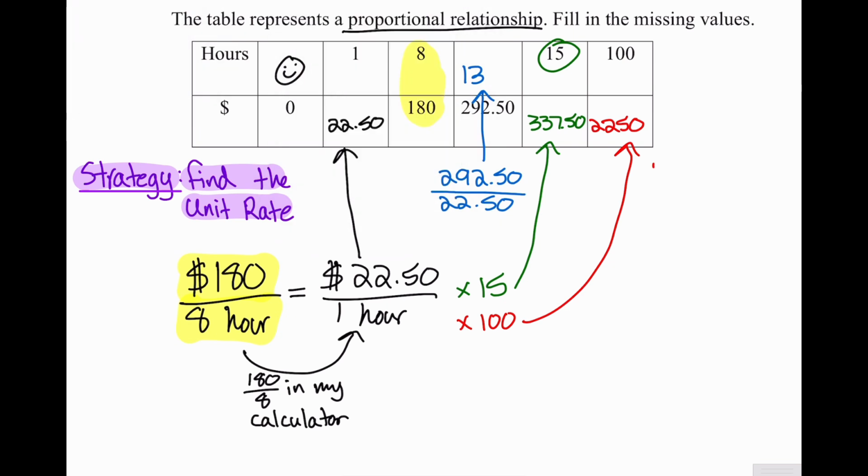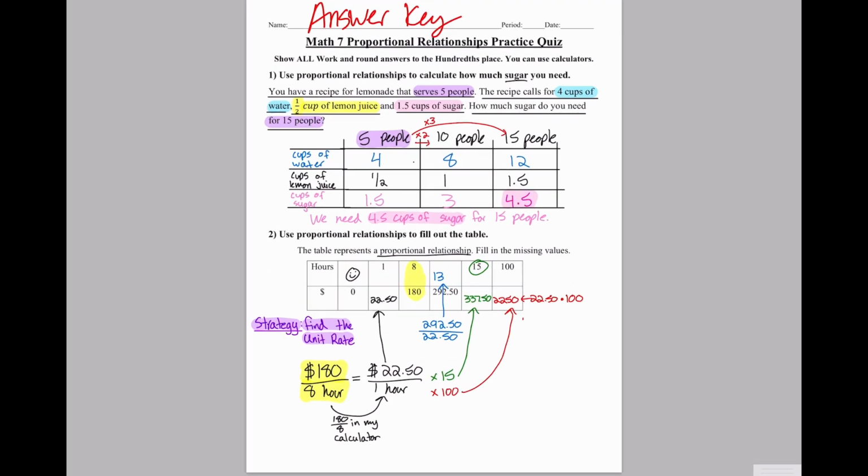So for instance, you could have written 22.50 times 100, and that would have been perfectly fine because that's what I typed into my calculator. All right. So let's get on with the next problem.